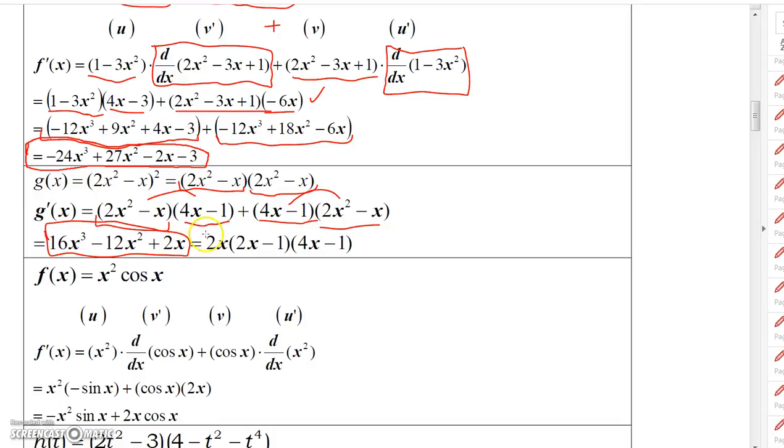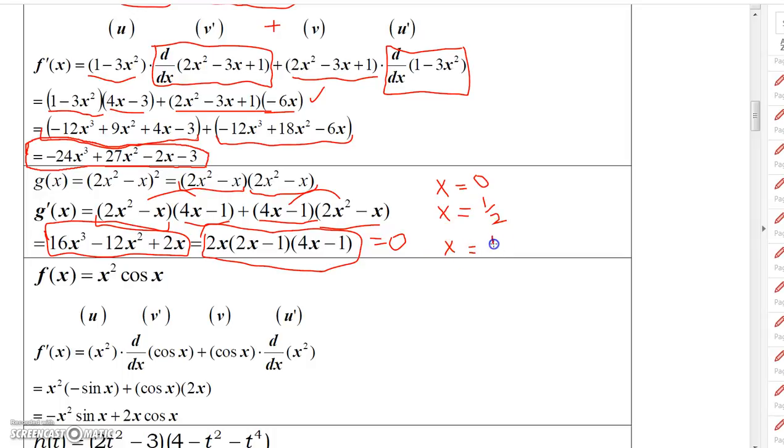Now notice that the solution of this, if you factor it, gives you 2x, 2x minus 1, and 4x minus 1. Now, I want you to think about something. If you set this equal to 0, you would get 3 solutions. You would get x equals 0. So we would know that the derivative is 0 when x is 0. You would get x equal 1/2, because if you set the middle factor equal 0, you get x equal 1/2, and you get x equal 1/4.